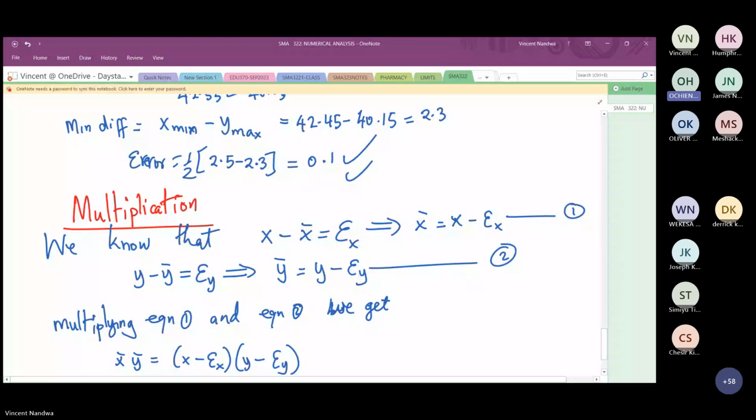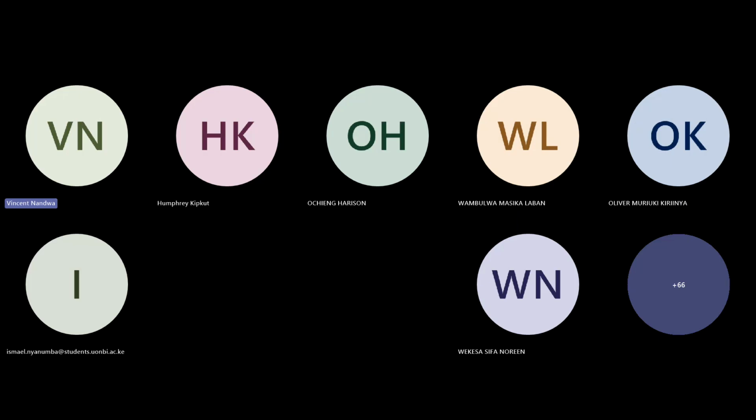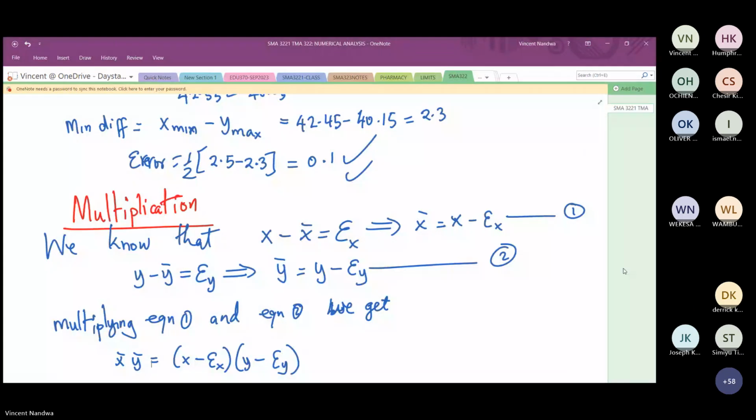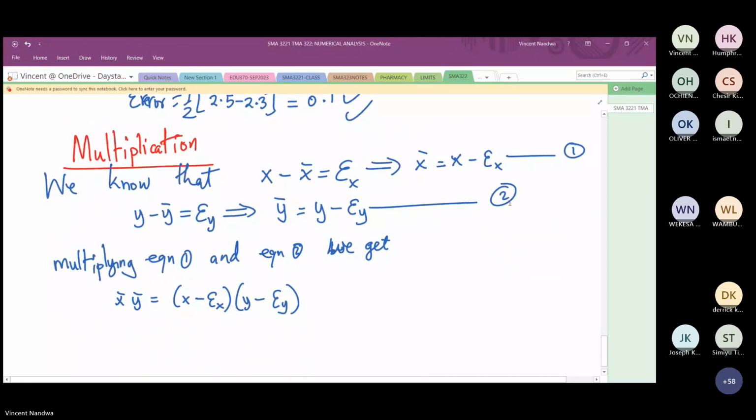I hope everyone is comfortable with that equation from 1 and 2. The screen is not visible. Oh, everyone is not able to see? Okay, let me unshare and then reshare. Are you able now to see? Yes. Good.